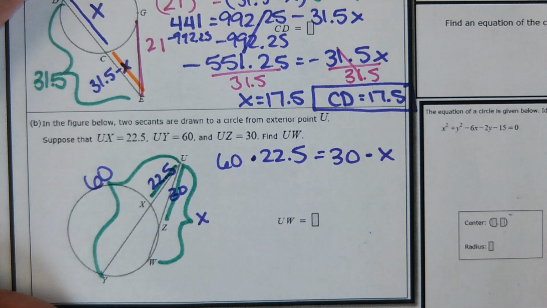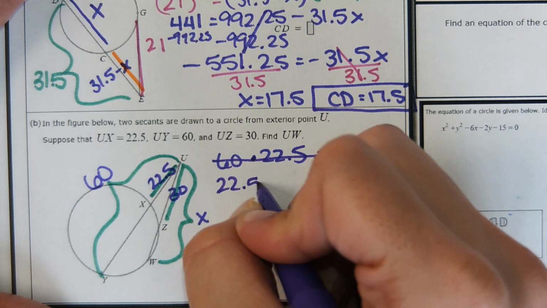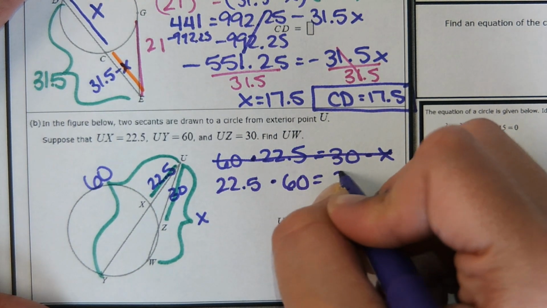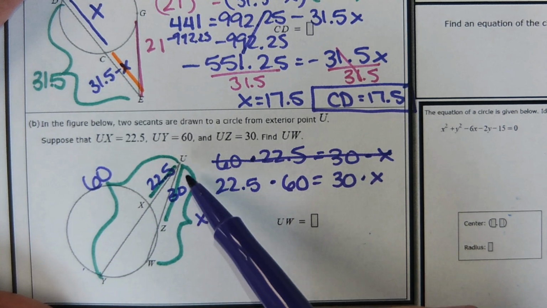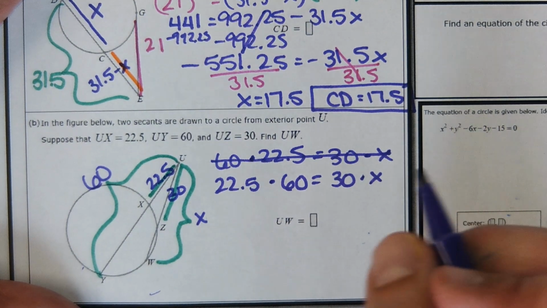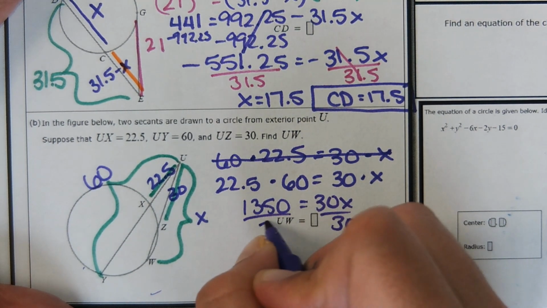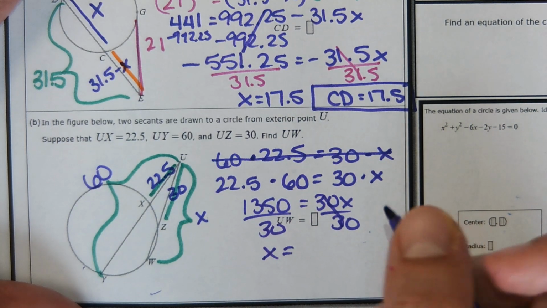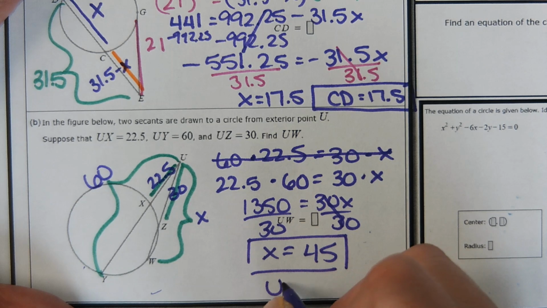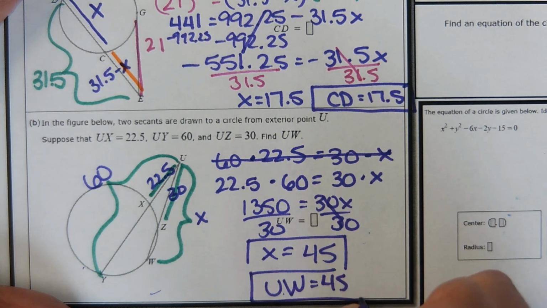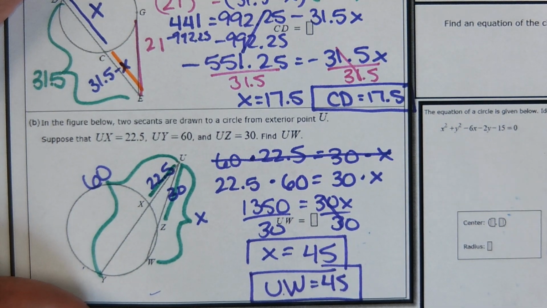I guess we should have put 22.5 first. I don't know. Anyways. Here, I'm going to rewrite this. It equals the same thing, but I should have done it in this order. Okay. So the short exterior segment times the whole thing equals the short exterior segment times the whole thing. And then multiply these two numbers and we get 1350 equals 30x. Divide by 30, divide by 30, and x equals 45. So UW equals 45. And of course, make sure it makes sense. It should be longer than the short part, of course.